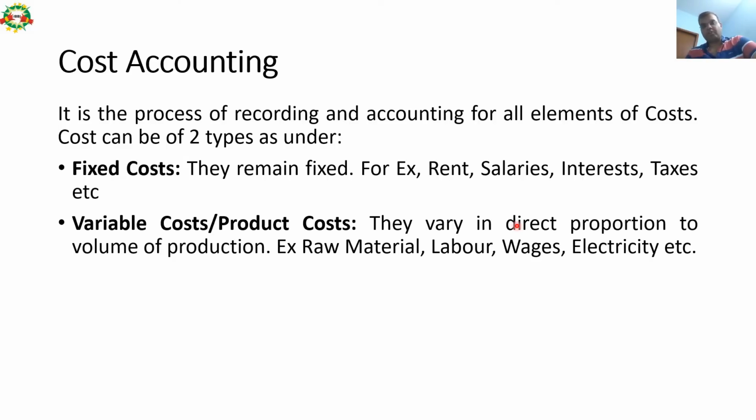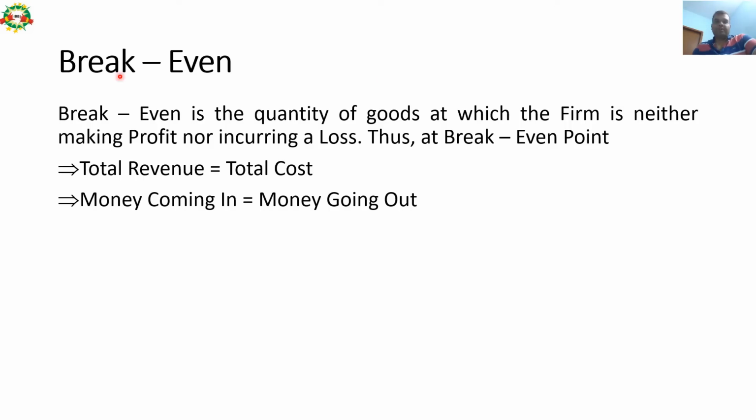And the cost of raw material and electricity: only if I start production do I have to purchase raw material, and labor, wages, and electricity will be consumed. That is why these are called variable costs. Sometimes the examiner may ask whether a type of cost is fixed or variable, so please remember. Break-even is the quantity of goods at which the firm is neither making profit nor incurring loss. Please remember this definition of break-even.